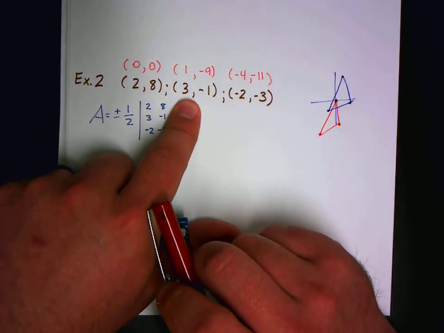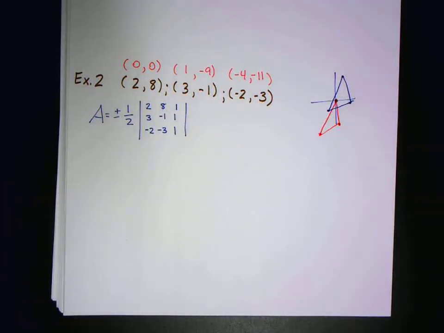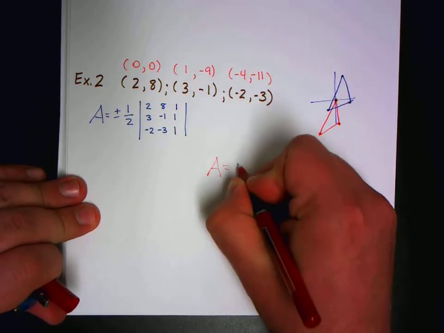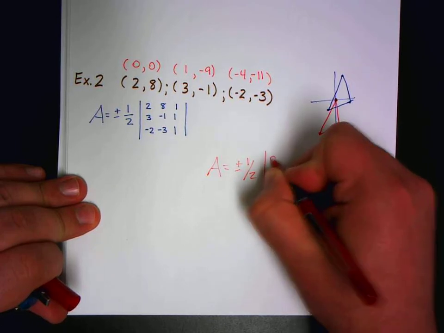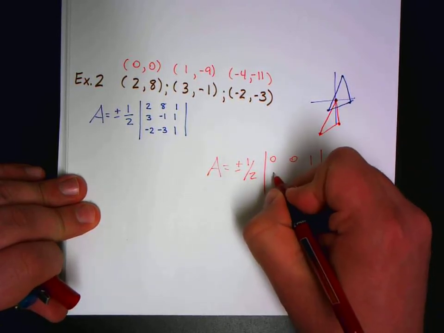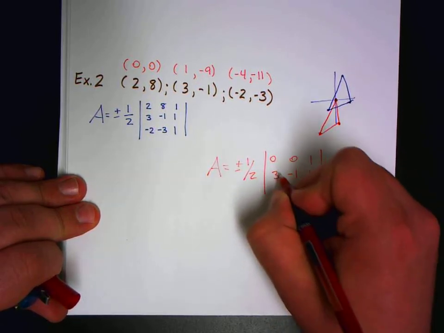Oh, so you have to put one of them at 0? Let me show you why we want to do that. Because now, this is my matrix that I have to find the determinant of, because it's the area of a triangle. What's the area formula for a triangle?